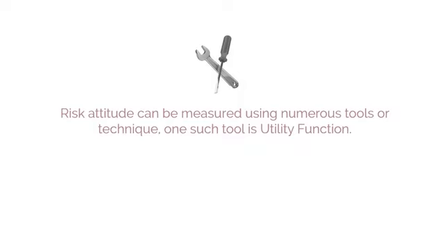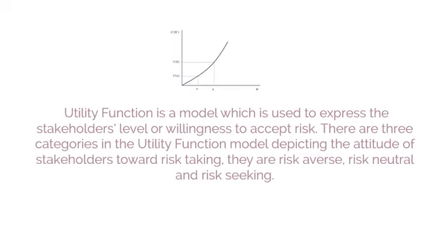One such tool is utility function. Utility function is a model which is used to express the stakeholders' level or willingness to accept risk. There are three categories in the utility function model depicting the attitude of stakeholders toward risk-taking. They are risk-averse, risk-neutral, and risk-seeking. Now, let us define each.